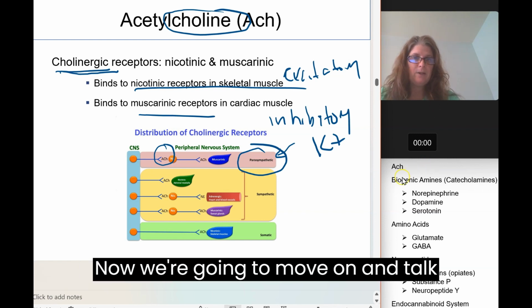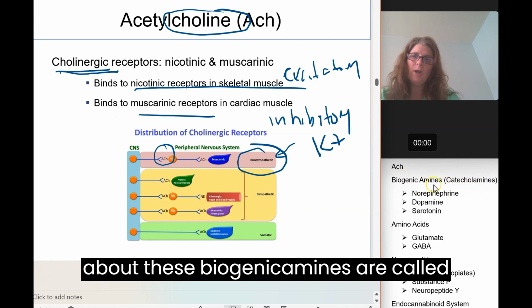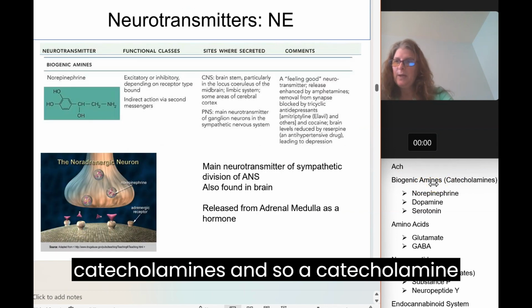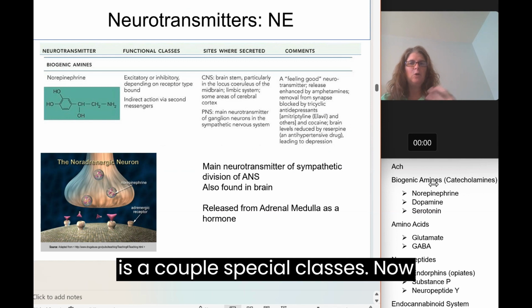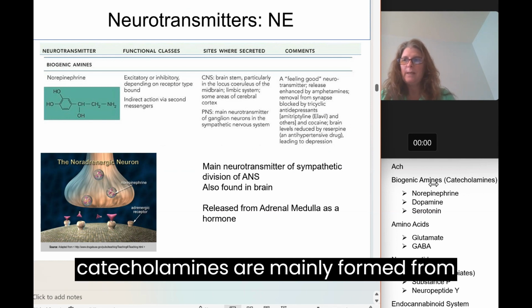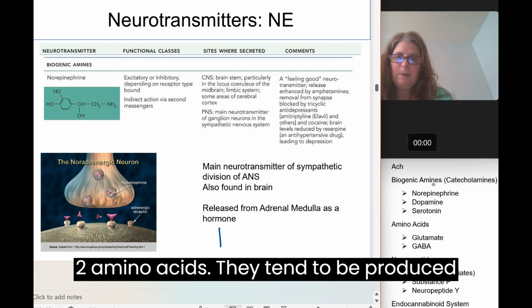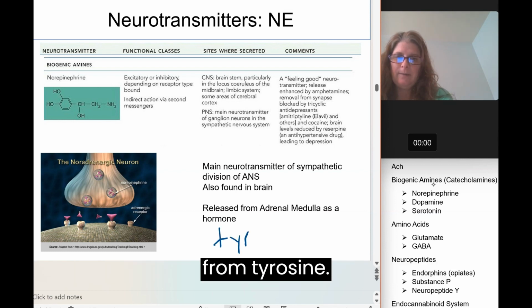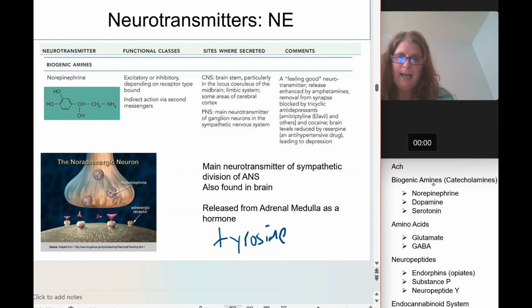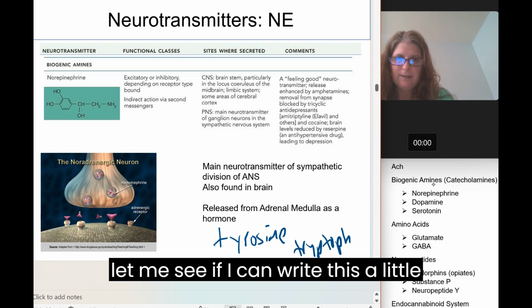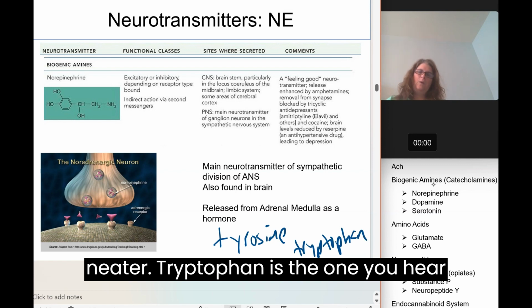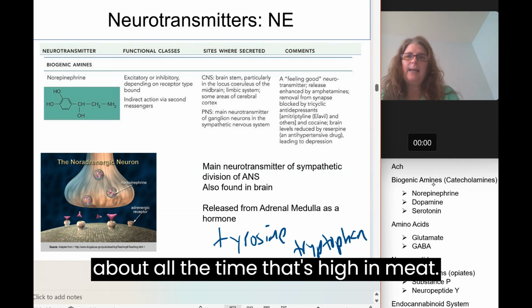Now we're going to move on and talk about these biogenic amines. They're called catecholamines. And so a catecholamine is a couple special classes. Now catecholamines are mainly formed from two amino acids. They tend to be produced from tyrosine and tryptophan. Now, let me see if I can write this a little neater. Tryptophan is the one you hear about all the time that's high in meat.